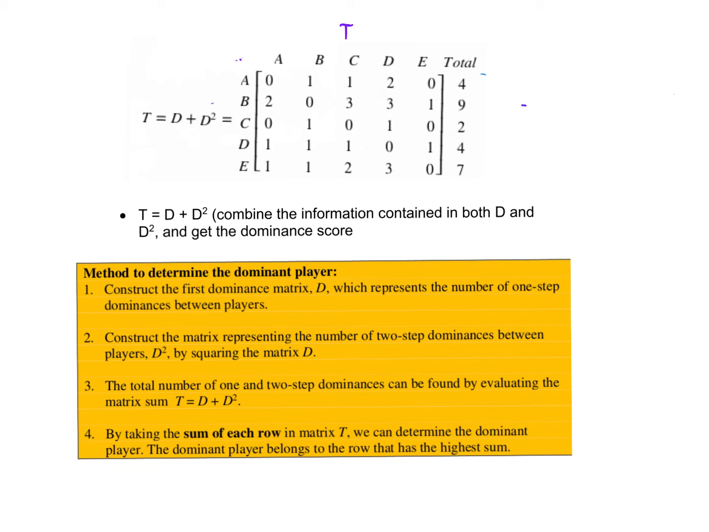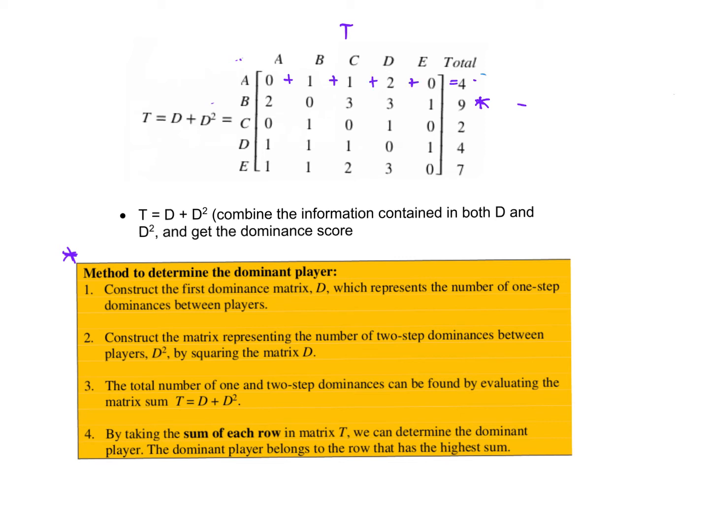If you add these up, you can see now we have a clear winner at B, because B had more two-step dominance. So here's the way to practice that. When you're trying to work out a tournament, you would first work out the first dominance, then get the D squared of that matrix, add them together and sum up the rows. Summing up the rows means you add them up, okay?